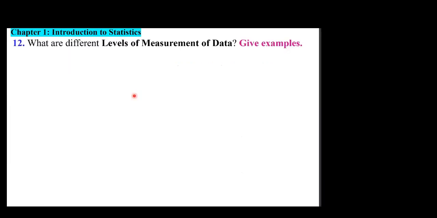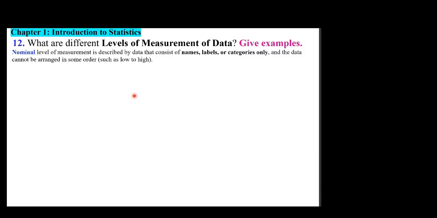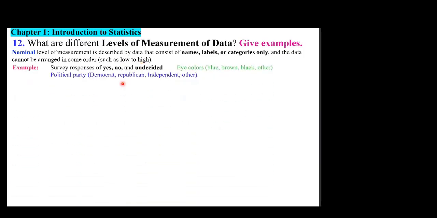What are different levels of measurement of data? Give examples. Nominal. Level of measurement is described by data that consists of names, labels, or categories only, and the data cannot be arranged in some order, such as low or high. In short, it's qualitative. Survey responses: yes, no, undecided, eye colors, blue, brown, black, others, political party, so on and so forth.